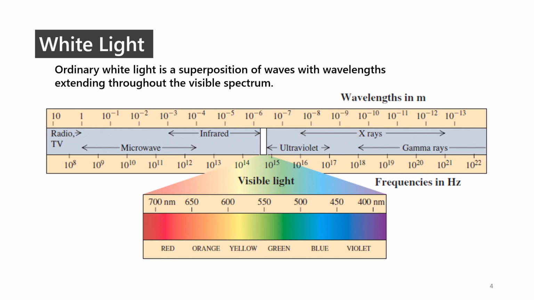If you check the visible light spectrum, the color white is not included. This is because ordinary white light is a combination of colors. In terms of waves, it is a superposition of wavelengths throughout the whole spectrum.